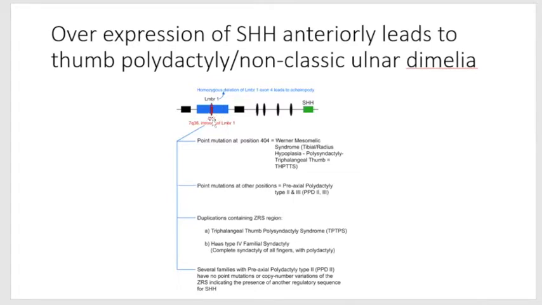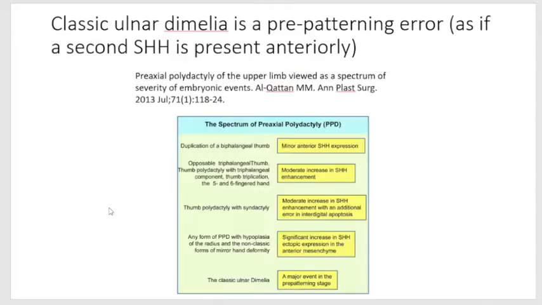So this ZRS, zone of polarizing activity regulatory segment, if you have a problem here, point mutation or duplication, it increases the activity of sonic hedgehog, as if this is kind of the inhibitor or the controller of sonic hedgehog. Once your controller goes wrong, sonic hedgehog goes out of hand and the activity is increased. And there are so many syndromes associated with ZRS problems, either point mutations, duplications, or microduplications.